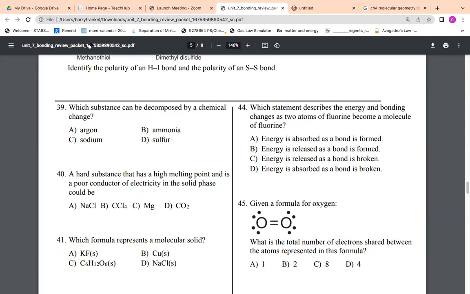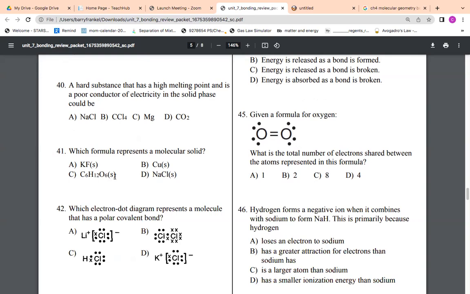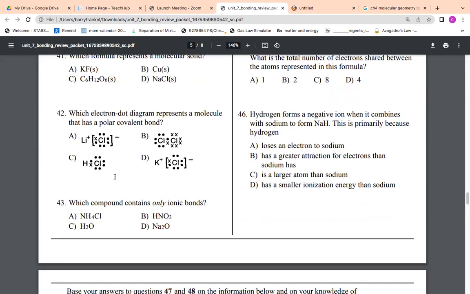Alrighty. Number 42. Which electron dot diagram represents a molecule that has a polar covalent bond? Don't let the dots trip you up. Okay. We can do a lot here just because of process of elimination, actually. Li, you see a plus sign and you see brackets. If you see brackets in a Lewis dot structure or electron dot diagram, it means it is ionic. So get rid of A and get rid of D. Those are both ionic. Okay.